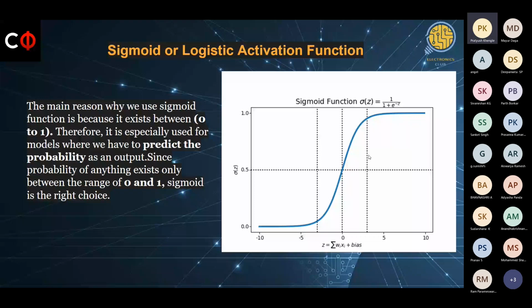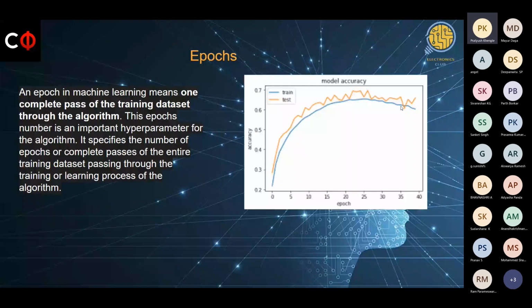Now, what are epochs? An epoch in machine learning means one complete pass of the training dataset through the algorithm. This number of epochs is an important hyperparameter for the algorithm. It specifies the number of complete passes of the entire training dataset through the training or learning process for the algorithm. Epochs is nothing but how many times we are going to pass the data through a model. Let's say epochs was 5. We'll pass the data 5 times through the model. That's all. So now I hope you have understood this basic theory of ML.